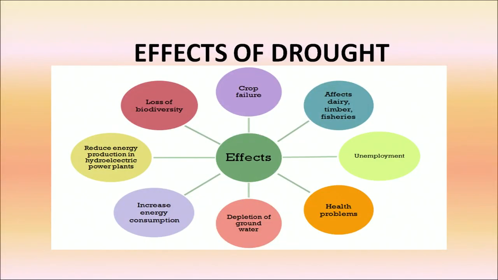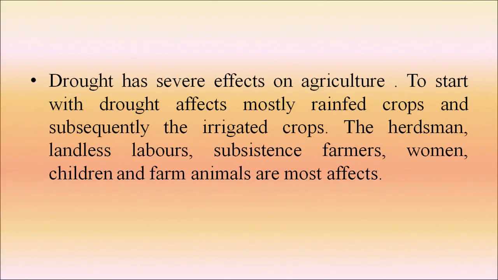Now come to the effects of droughts. Droughts have severe effects on agriculture. To start with, droughts affect mostly rain-fed crops and subsequently the irrigated crops. The herdsmen, landless laborers, subsistence farmers, women, children and farm animals are more affected.